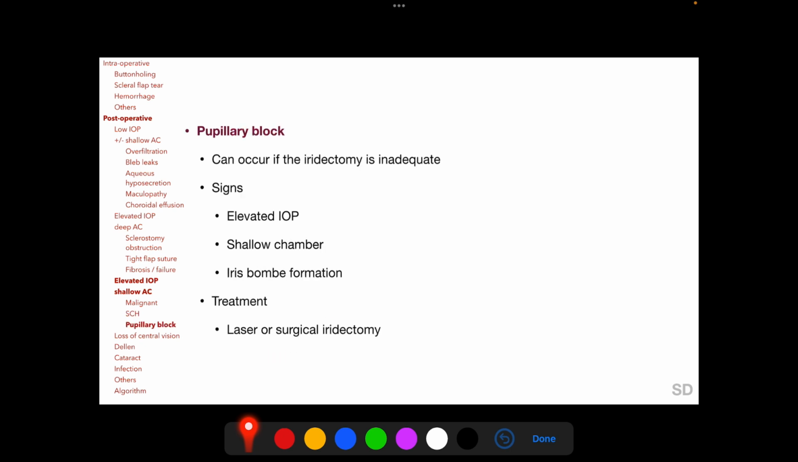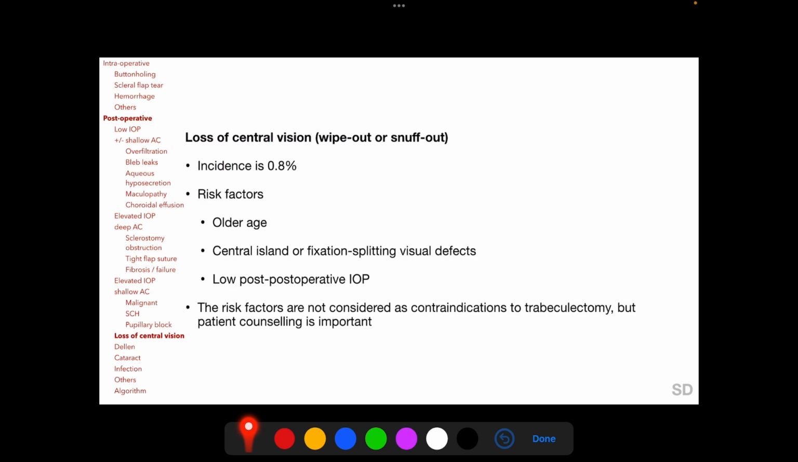Pupillary block can occur if the iridectomy done during trabeculectomy is inadequate, and these patients present with elevated intraocular pressure and shallow chamber, particularly peripherally, due to iris bombé formation. Pupillary block needs to be treated with laser or surgical iridectomy, as we have discussed in a previous session. Other complications which can occur following trabeculectomy include loss of central vision, which is also known as wipeout or snuffout, and the incidence of this complication has been reported to be 0.8% of all patients undergoing trabeculectomy.